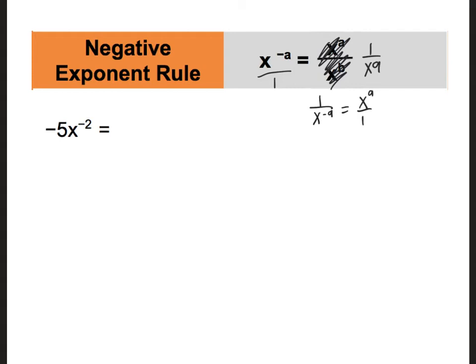Let's look at our first example. We have negative 5x to the power of negative 2. I don't want a negative exponent, so I have to move this x to the other side of my fraction. Now, right now it doesn't look like there's a fraction. Remember, it's really being divided by 1. So I'm going to take x squared and move it to the bottom. My negative 5 will stay on top, divided by x to the power of 2.